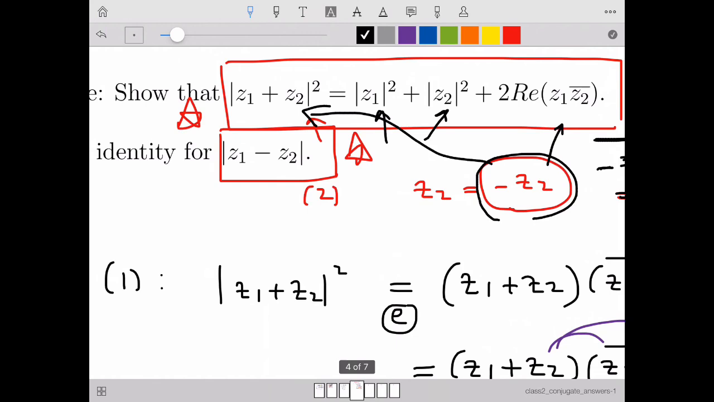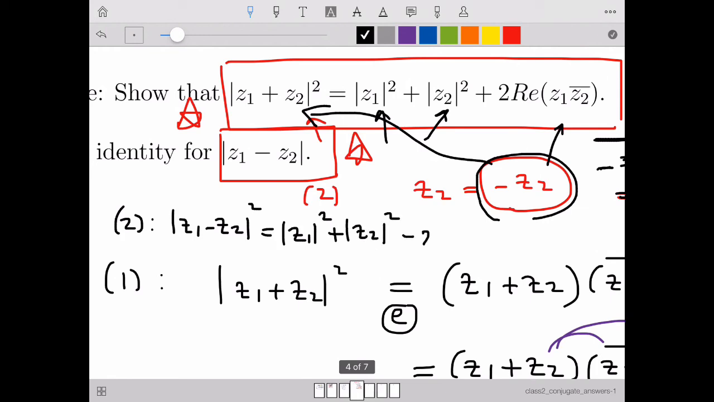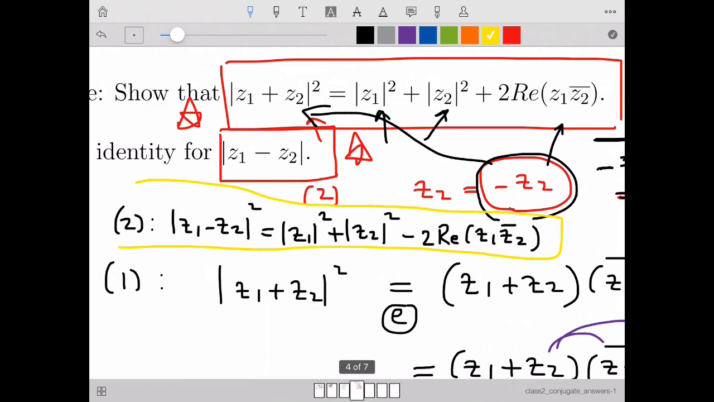So we get the negative sign out. Therefore the answer for 2 is absolute Z1 minus Z2 squared is absolute Z1 squared plus absolute Z2 squared minus 2 real part of Z1 Z2 bar. Okay, so memorize this so that we can use this. So memorize 1 and 2, this and that, so that we can use this later.